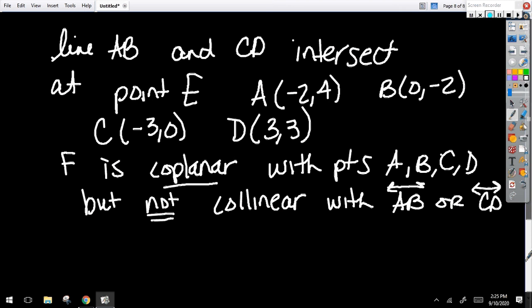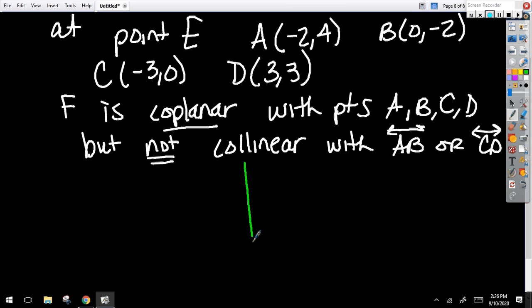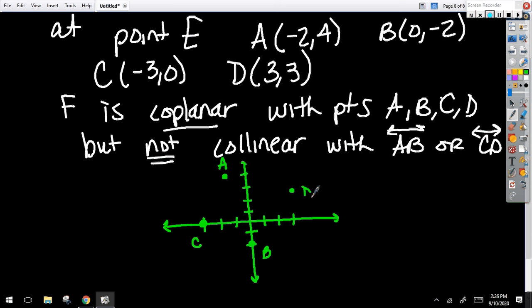So AB and CD intersect at point E. So let's do this first. Let's plot these points first and let's see what we got. All right, I'm just going to do a little sketch here. Of course, you would be on graph paper doing things a little bit nicer than what I'm doing here, but let's say -2 and 4. Always label, very, very, very important that you label. So I got -2, 4. I got 0, -2, and that's my B. I have -3, 0, that's my C, and 3, 3, that's my D, okay?